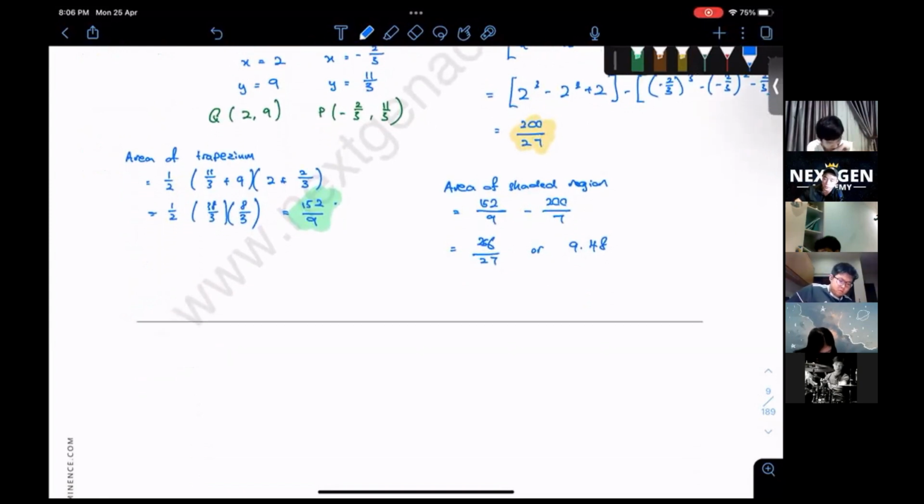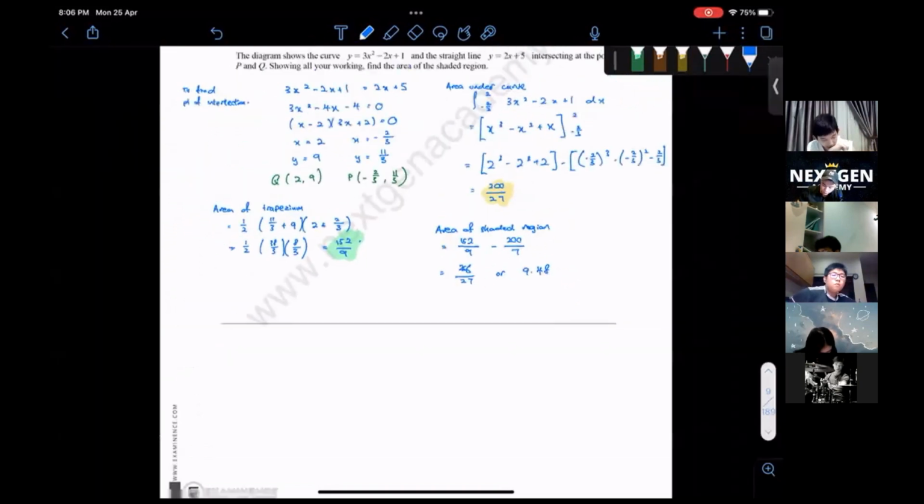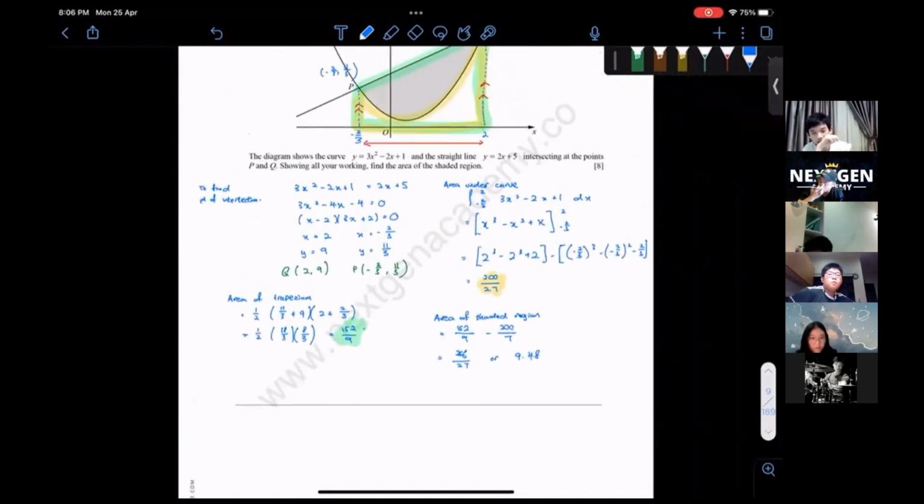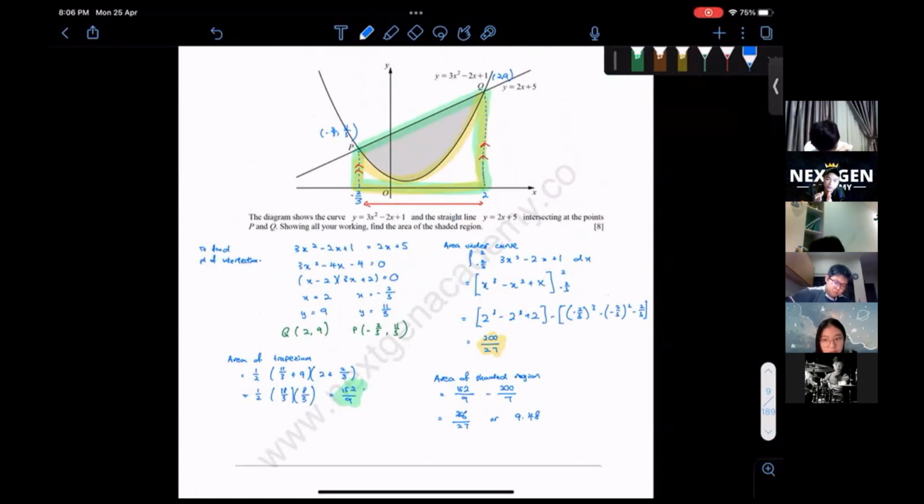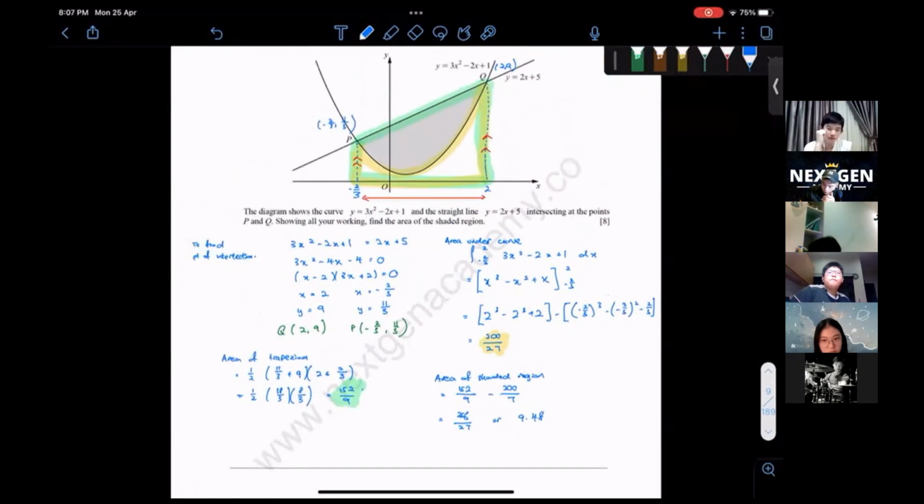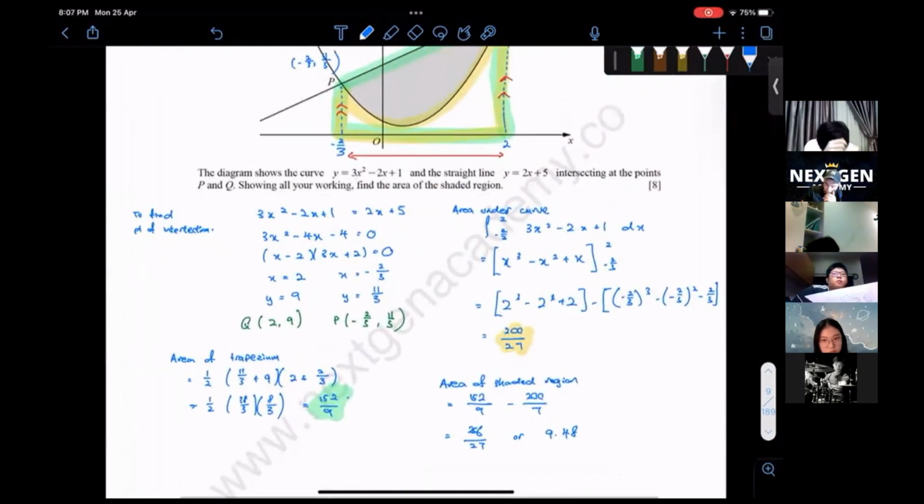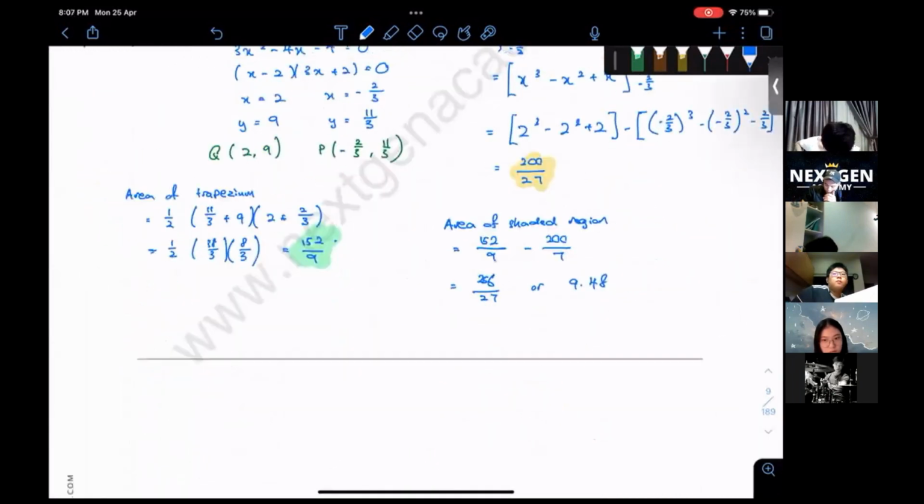Okay, another way to do it is you immediately put the integration. We don't use area of trapezium, so we use what Wei Zheng did, but we join both the equations together. So we take the green color area, where we do a definite integral for the straight line minus the definite integral of the curve, which is the yellow section. Okay, how can I write the equation? This is, let's say, method 2.